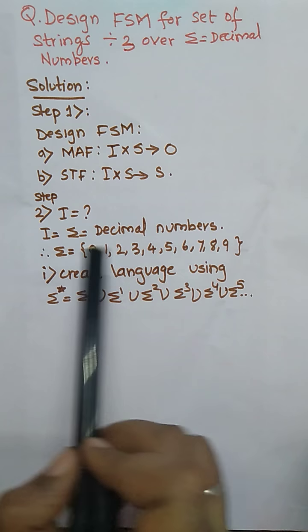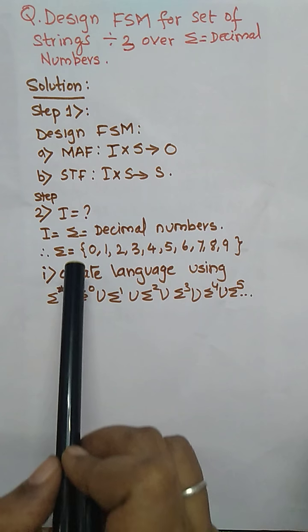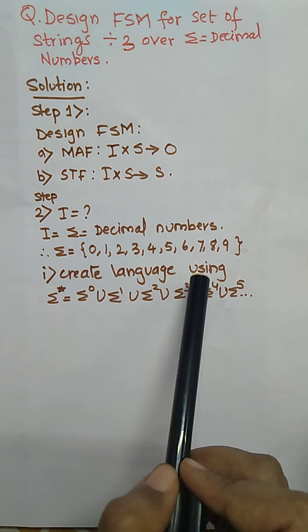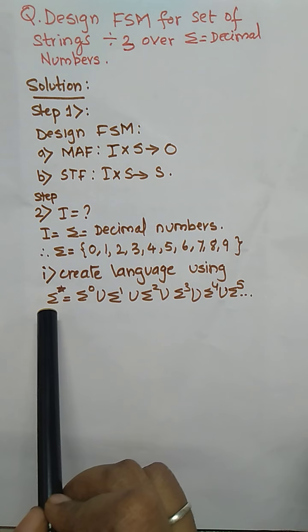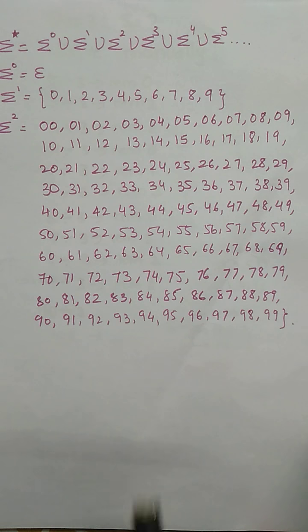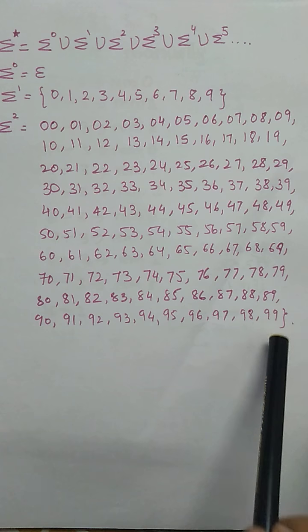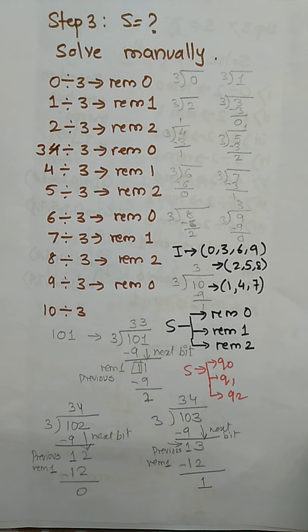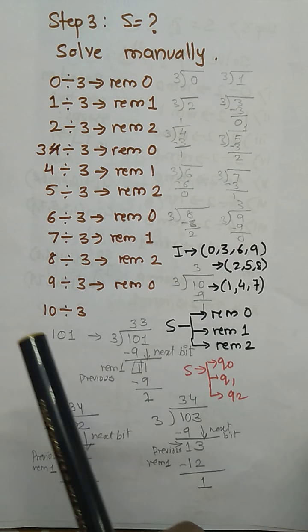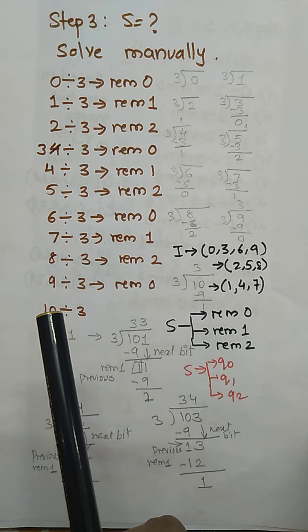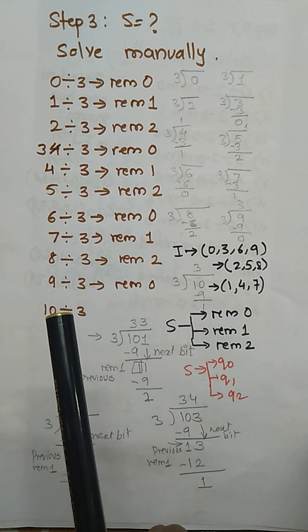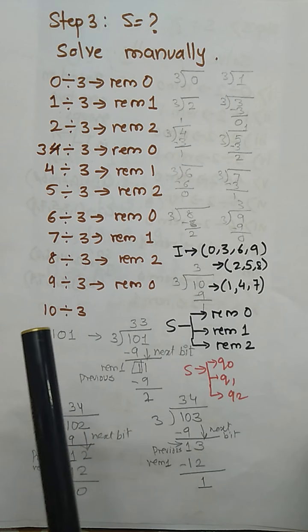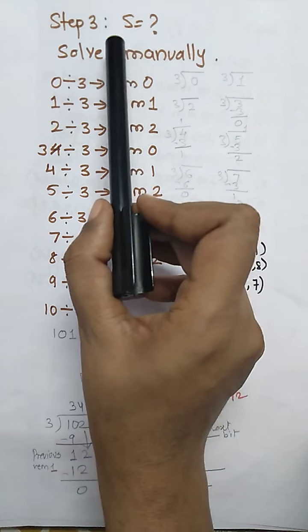Decimal numbers means the numbers from 0 to 9. So what do we have to do? We have to first create the strings by using the formula sigma closure. After creating them using this formula, we will get all these strings from 00 to 99 and so on. So after knowing this I, the I will be the number system 0, 1, 2, 3, 4, 5, 6, 7, 8, 9, 10, 11, 12, like that till infinity. The third step will be: what will be I, what will be S.